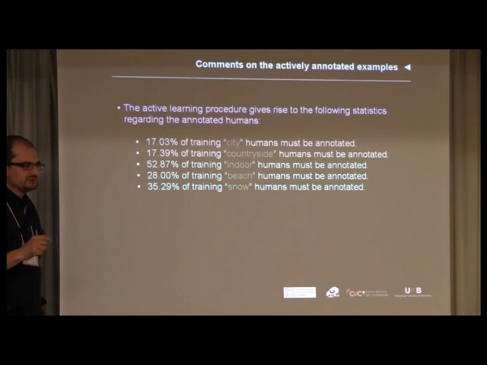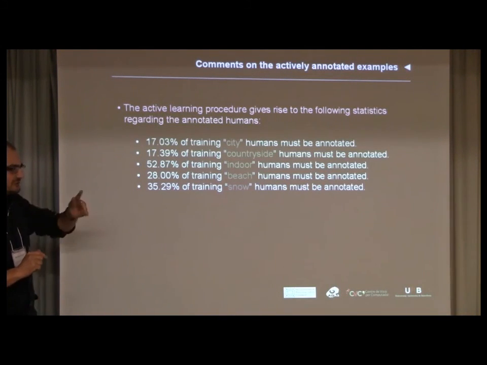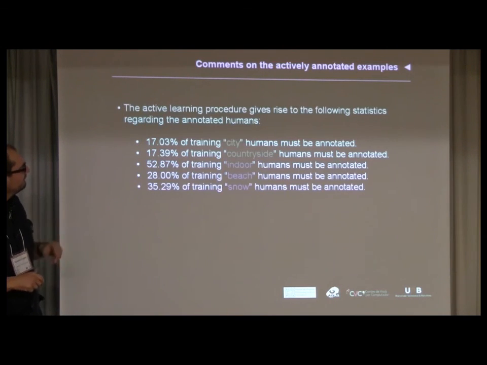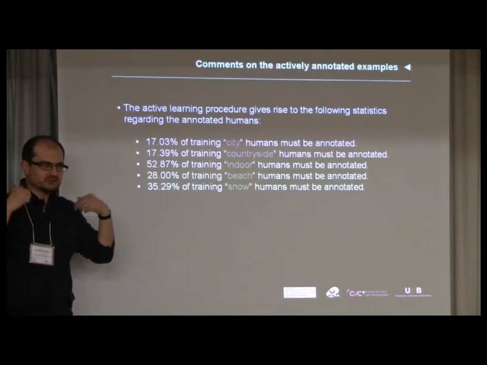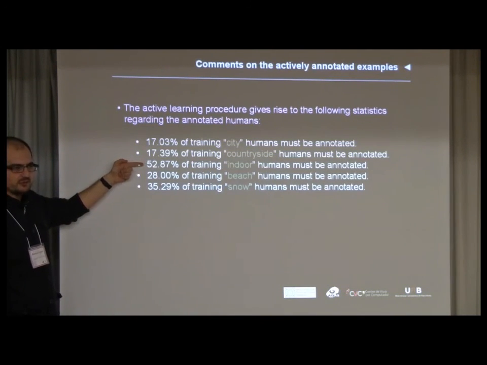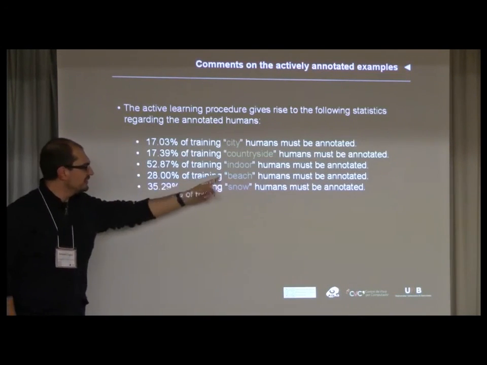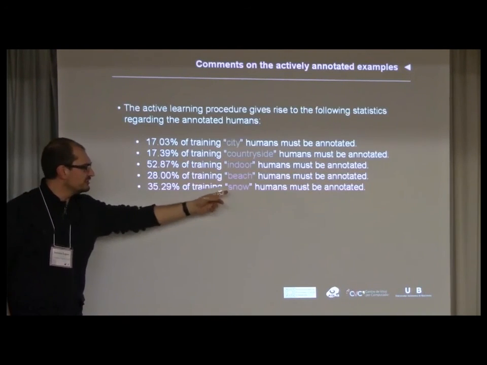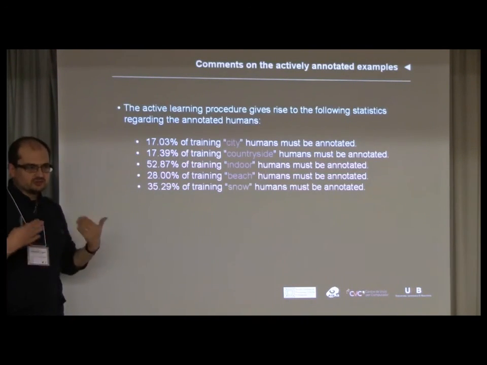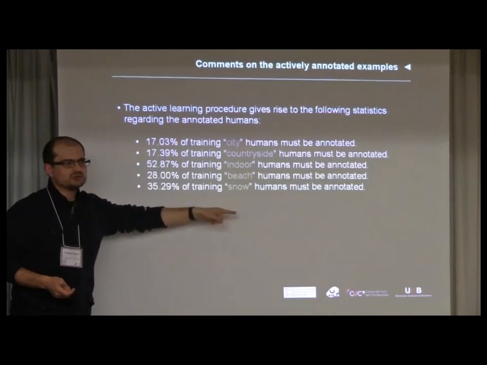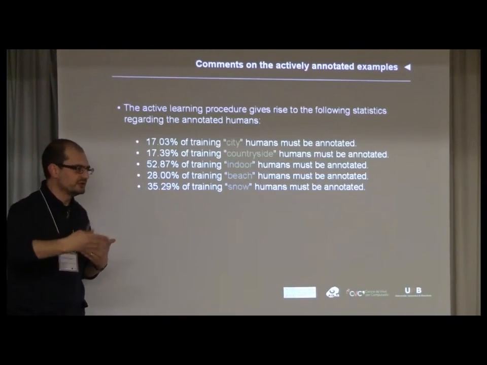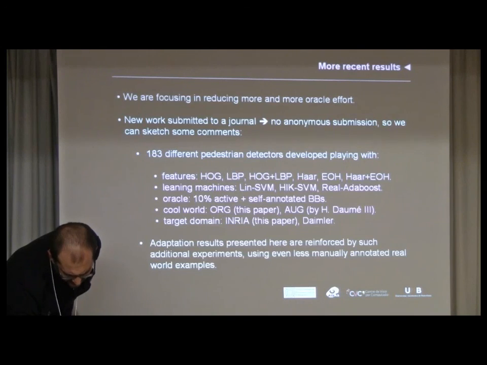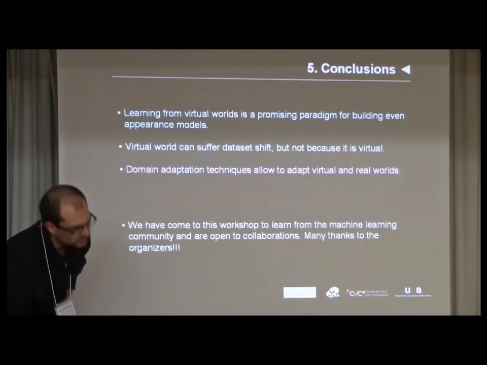Then we look at, just two more, what type of examples were annotated. We can see that from the available indoor persons, 52% were annotated. From the beach, 28, from the snow, 35, which means that actually these scenarios were not in our virtual data. So we are really providing new things by the active learning. Okay, I will skip this then.